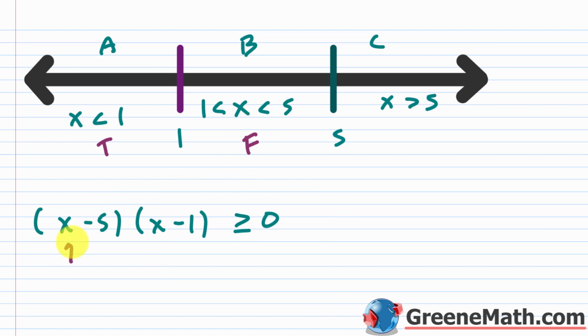Then over here, we have x is greater than 5. Let's just pick 6. Plug in a 6 there and a 6 there. 6 minus 5 is 1, so this is positive. 6 minus 1 is going to be 5, so this is positive. Positive times positive is positive, and that's always going to be greater than 0, so this is true.